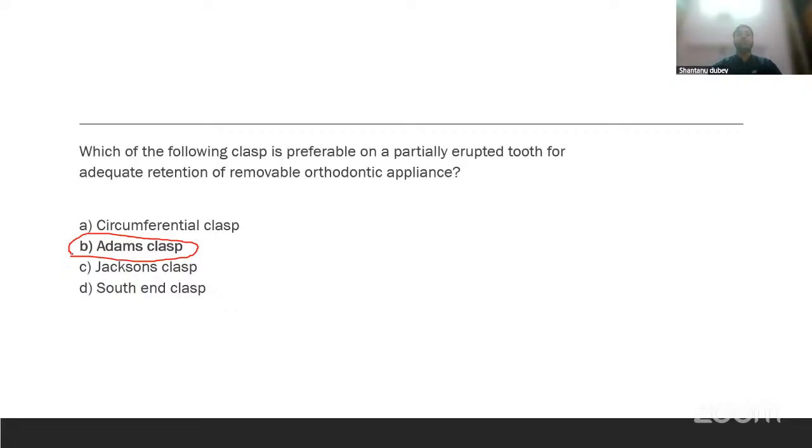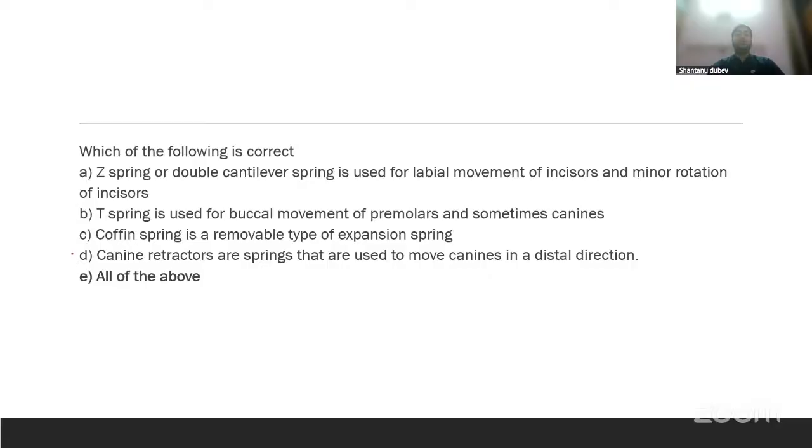Which of the following is correct? Z spring or double cantilever spring is used for labial movement of incisors and minor rotation of incisors. Z spring, I hope everybody remembers the diagram. This is the Z spring. T spring is used for the buccal movement of the premolars and sometimes canines. T spring, flapper spring, whatever you call it, something like that. My drawing is really bad, ignore that, but something like this.